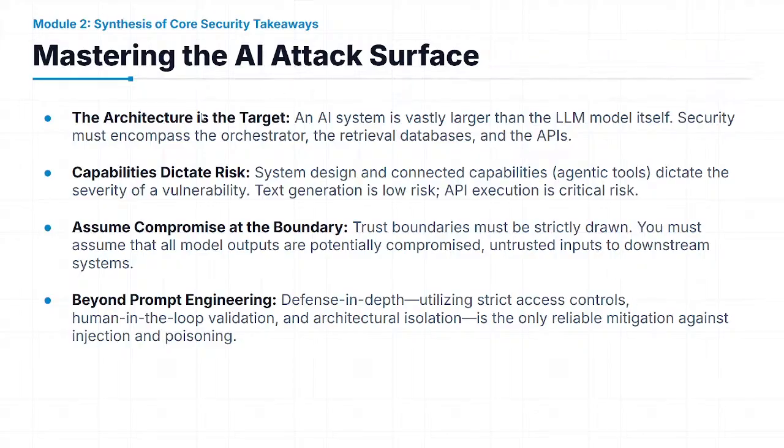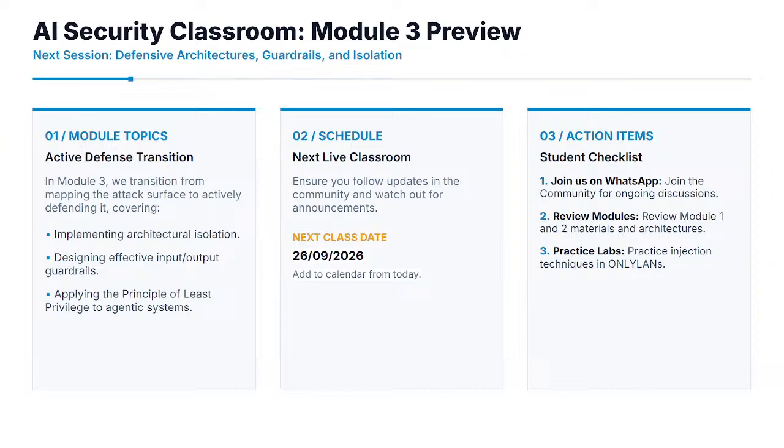So far, we've talked about how in this particular module, we are considering how system architecture is the target. Capabilities dictate risk. Assume compromise at the boundary. Look beyond prompt engineering as well, to defense in depth strategies. So by next month, we would have Module 3, where we would be discussing defensive architectures, guardrails, and different isolations that can be put in place.